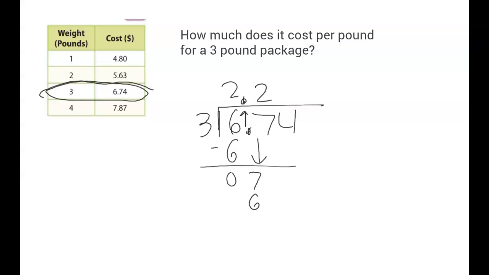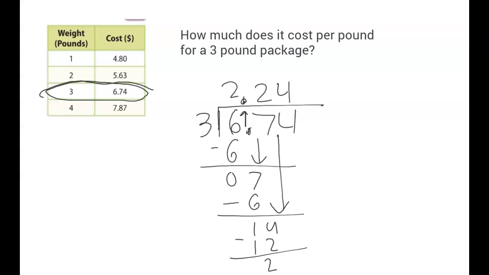2 times 3 again is 6. Subtract, and I have a 1. Is 1 acceptable? Yes, it's lower than the 3. So I'm going to go ahead and bring down a 4. 3 goes into 14. That's going to be 4 times. 4 times 3 is 12. Subtract, I have a 2.